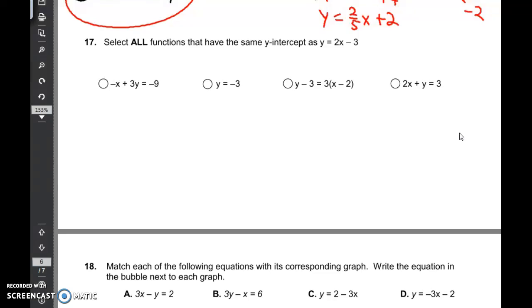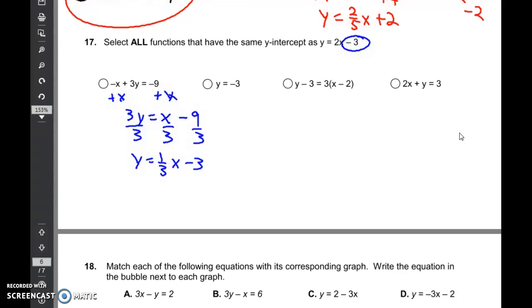(17), we want to find all the equations that have the same y-intercept. So I'm just going to solve for y 4 times. So we don't have any like terms. I divide every part by 3. So the intercept is negative 3. Fill it in. Y equals mx plus b. Well, that's 0 minus 3. So you could read that. So the b value is the negative 3. That one works.